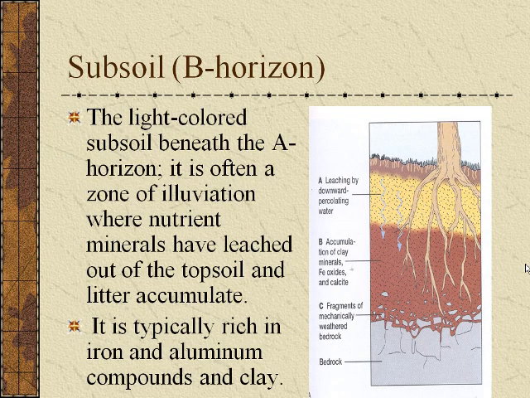The subsoil, or the B horizon, is light colored. That's a lot of clay. You end up having at times a lot of nutrients because they've leached out of the topsoil and accumulated in this B horizon. It's very rich in iron and aluminum compounds, and very clay rich as well.